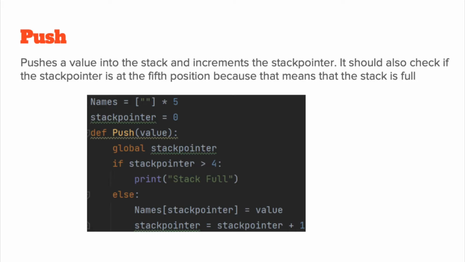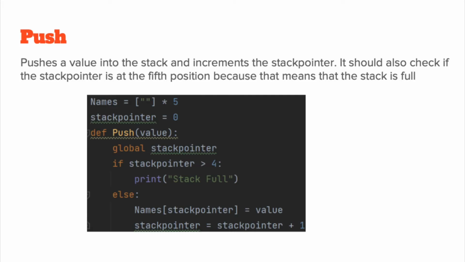Anyway, let's look at the code. So we're going to define our array names, which is going to have a string in there 5 times because it's just going to be initialized to an empty string. Stack pointer is going to be set at 0. We've got our function push. We're going to push a value in, which is in the brackets as a parameter.